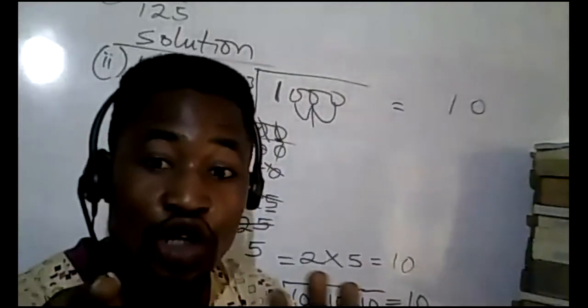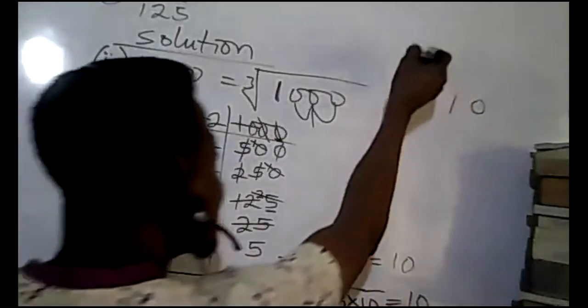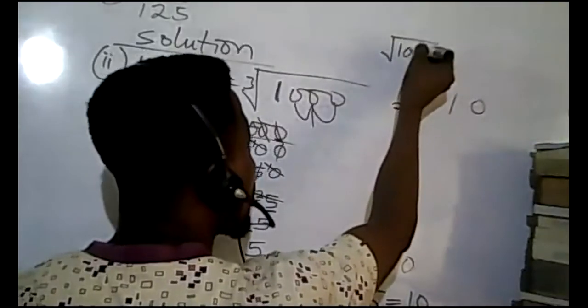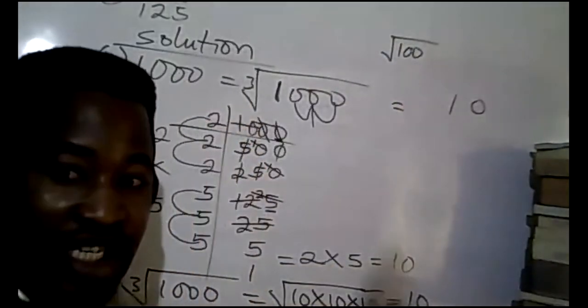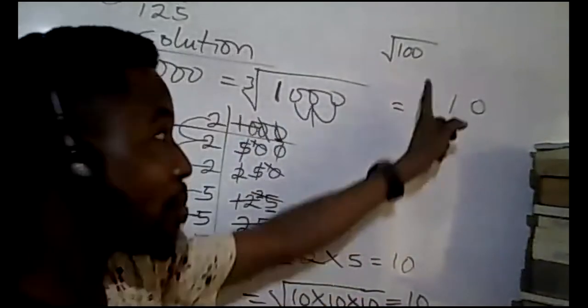You just know. And it also works for square root. Let me show you another one. For instance, let's assume we're looking for the square root of 100. The same trick applies here.